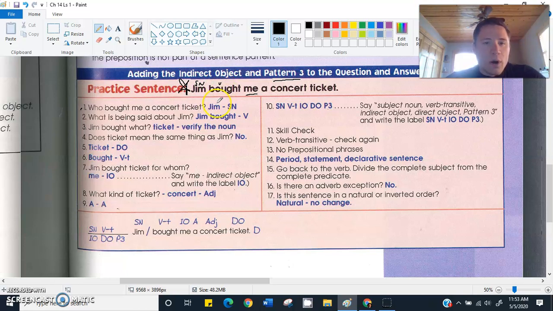Jim bought what? That's how we find direct objects. He bought ticket, right? Does ticket mean the same thing as Jim? No. Why are we checking that? So that we know that this is not a linking verb situation where this is actually an adjective. That is not the case. We don't really have those yet, but it's something we want to be ready for because that will start to come.